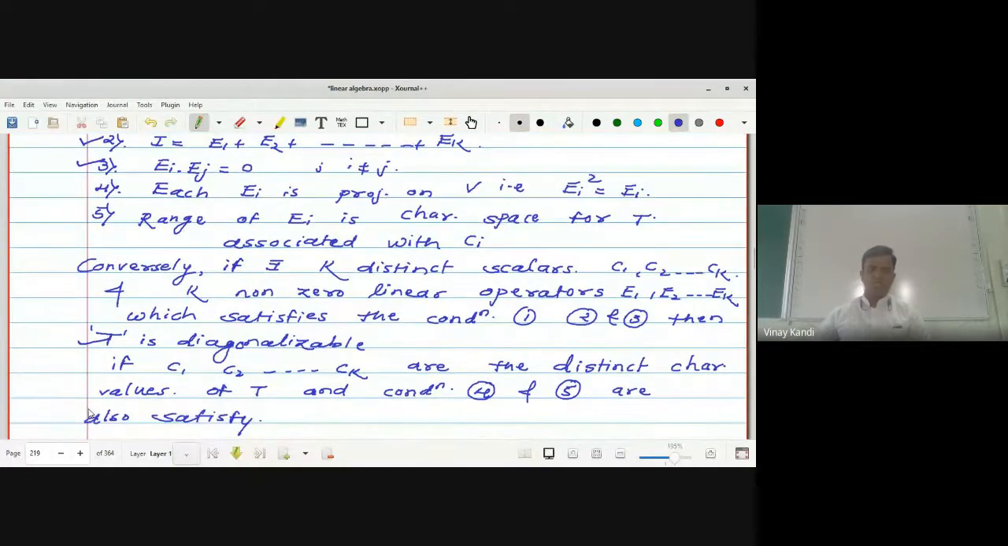And if C1, C2, ..., Ck are the distinct characteristic values of T, then equations 4 and 5 are also true, and that is what we have to prove. Okay, any doubt in this theorem statement?